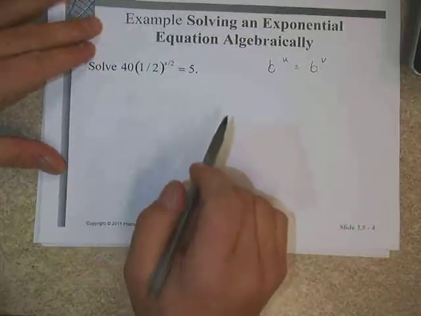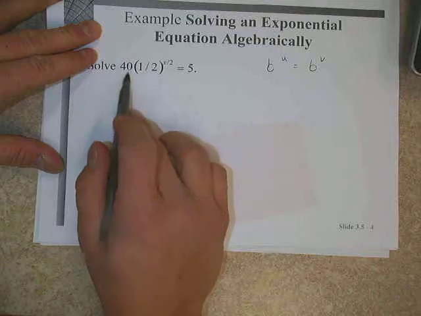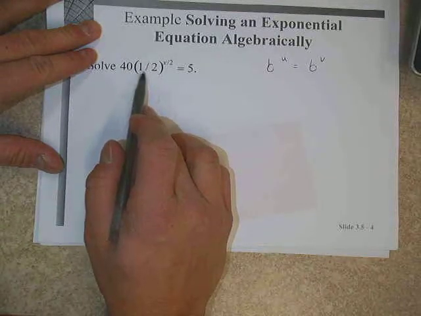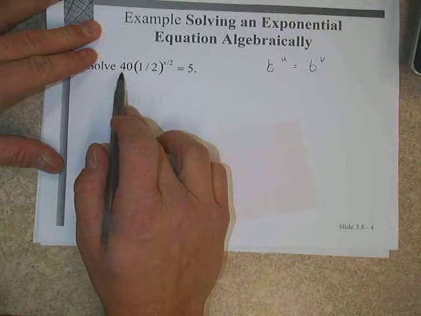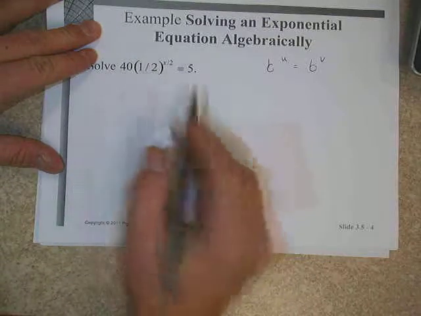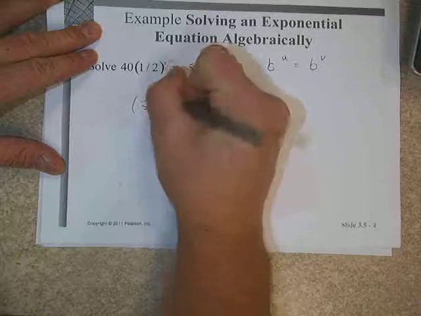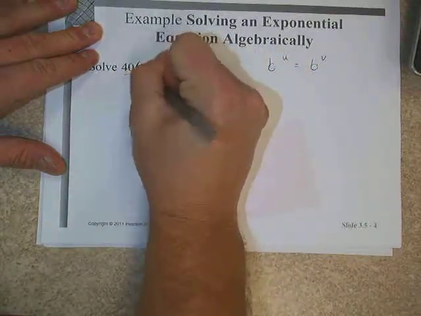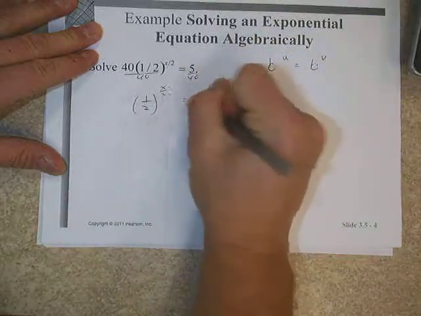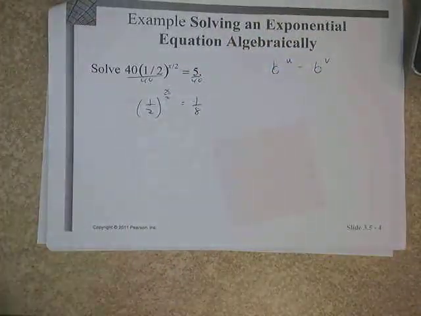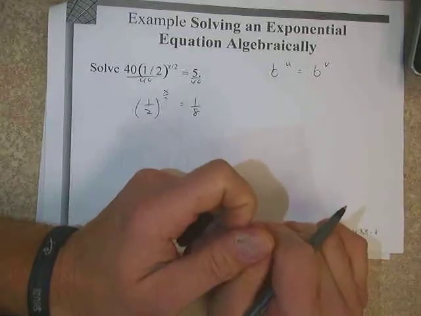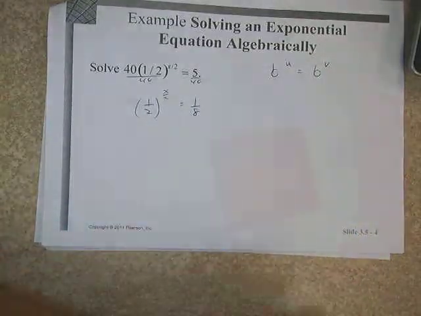So the first step we have to do, and this is going to be the same first step when we solve this the other way, is that we have to get this 40 out of there because we want to have something of the form b to the something. So having 40 times b to the something is not okay. We need that 40 gone. So we're going to write 1/2 to the x over 2 equals 5 over 40. I'm just going to divide both sides by 40. And I'm going to go ahead and simplify that while I'm at it and get 1/8. Questions so far?